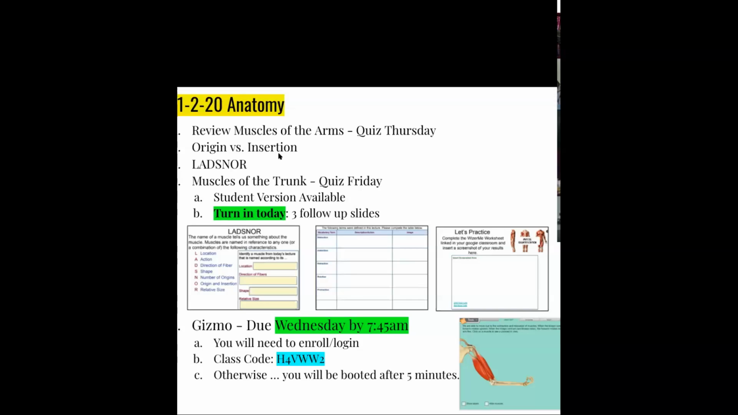So we're going to put that away now and get into the PowerPoints. Oh, do you want me to review the muscles from Thursday, or do you guys feel like you kind of got it? I see a thumbs up.